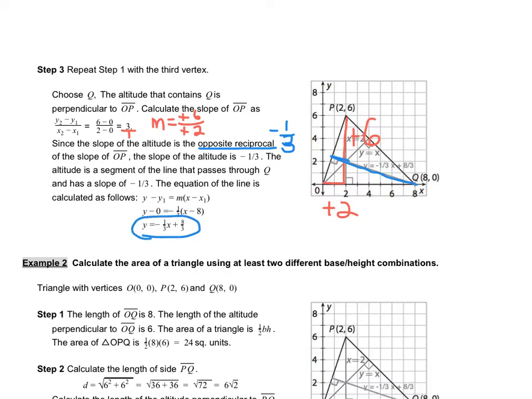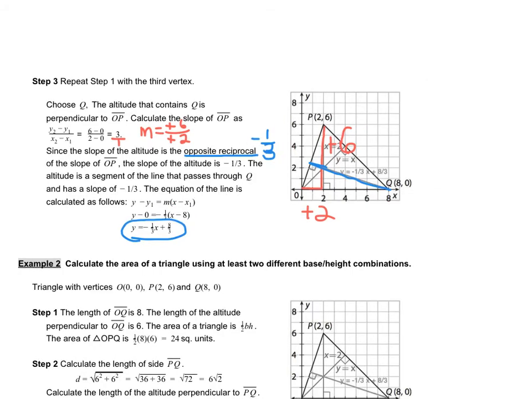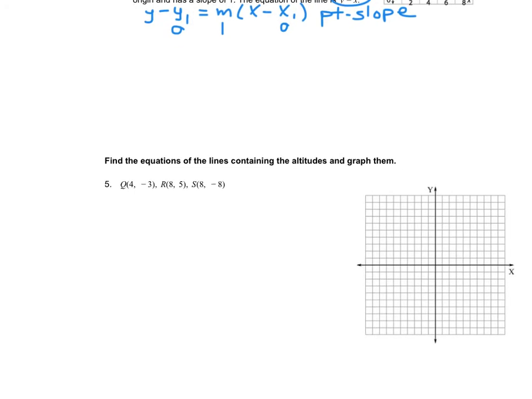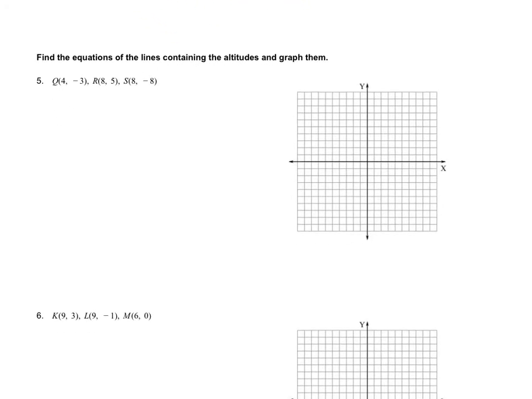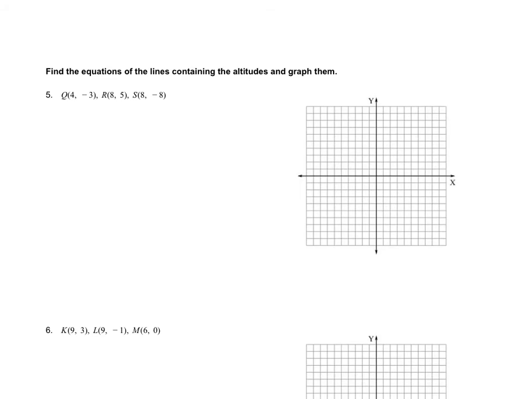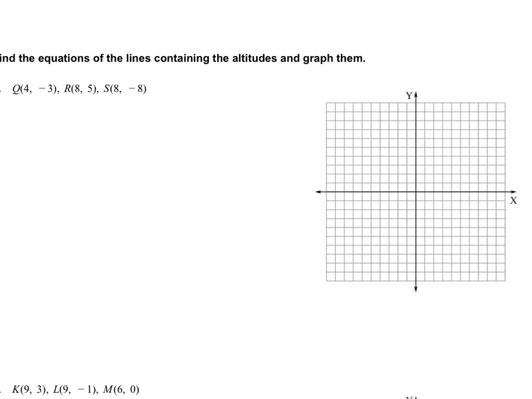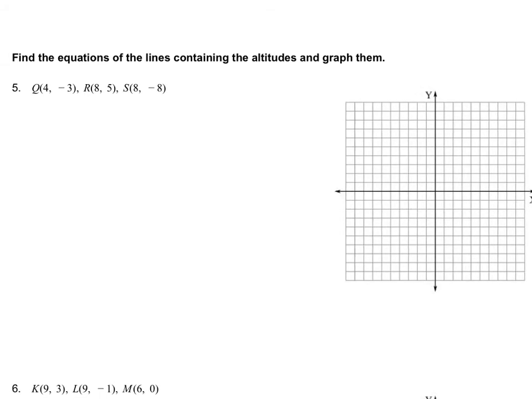Okay? So that's how we go through the example that's already explained for you. Now let's actually do the work ourselves in question number 5. So go ahead and turn there. My map is all the way down here, so bear with me. All right, looking at number 5, find the equations of the lines containing the altitudes and graph them. I'm going to zoom in a little bit. So first off, we want to graph the points, and they are Q, R, and S. So let's go ahead and do that.